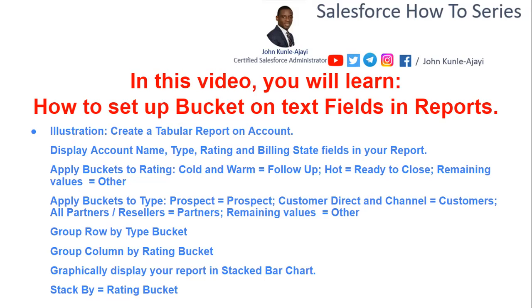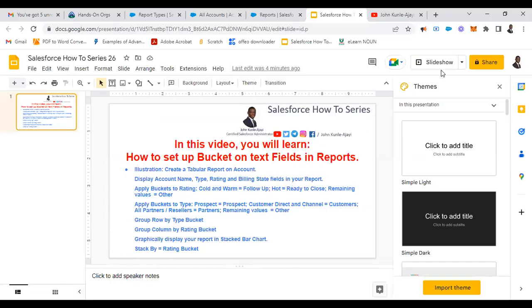Group the row by the type bucket you are going to create and group the column by the rating bucket you are going to create. Graphically display your report in a stacked bar chart and then stack by rating bucket. We are going to be solving all these right now.